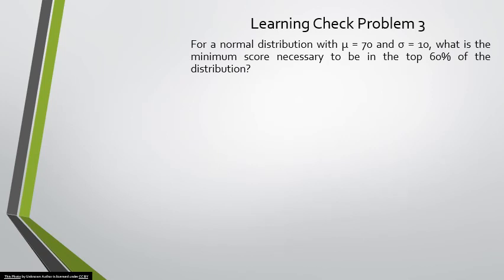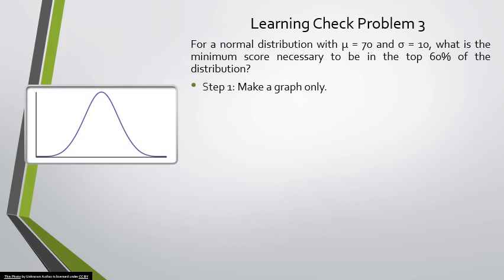Learning check problem 3. Pause the video, see if you can work the problem. For a normal distribution with a mean of 70 and standard deviation equals 10, what is the minimum score necessary to be in the top 60% of the distribution? Step 1, make a graph, and only a graph, because when you're given percentages, you can't make a table.